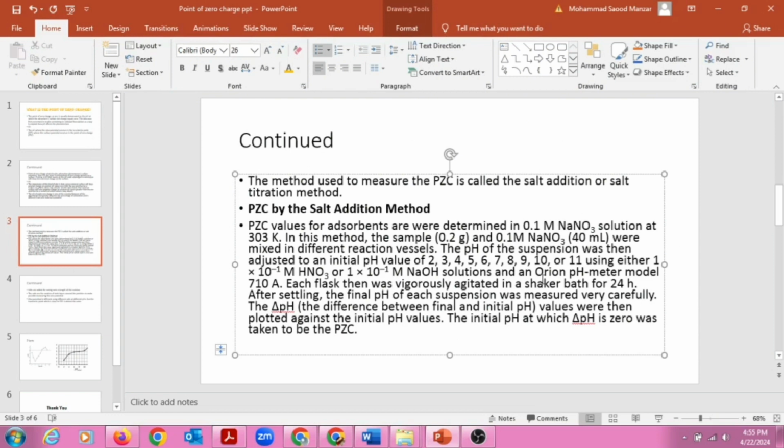And then these flasks will be vigorously agitated in a shaker bath, or whatever shaker bath you have in your laboratory. After settling, the final pH of the suspension will be measured after filtering. You can settle, centrifuge or filter. Then the difference between the final and initial values will be plotted, and the initial pH at which delta pH is zero will be taken as the point of zero charge. This is the depiction of one of the methods.